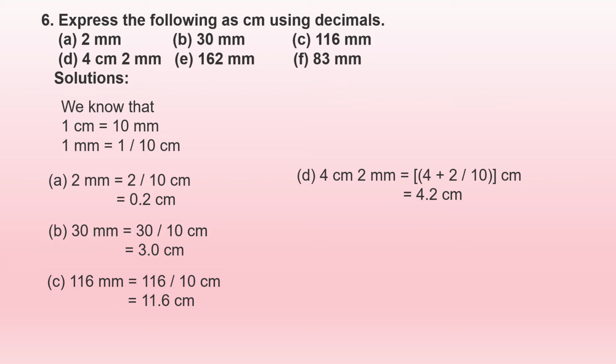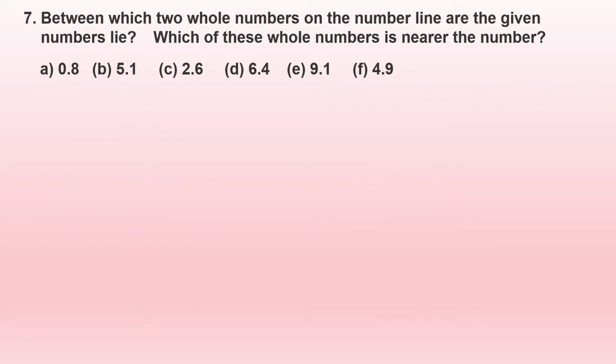Next question, 162 millimeters. So 1 millimeter equal to 1 by 10 centimeter. So 162 millimeters equal to 162 by 10. That is 16.2 centimeters. 83 millimeters, 83 by 10.